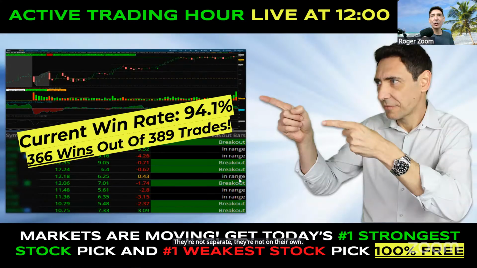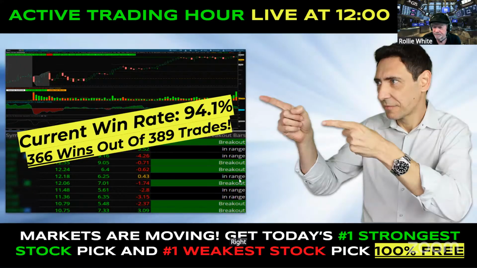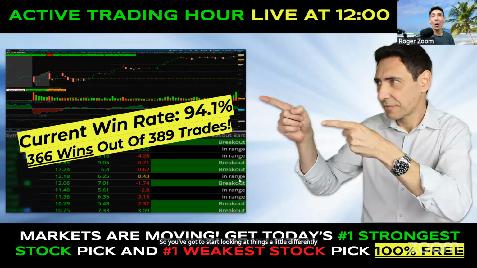A lot of folks don't seem to get this through their head. They think that Google and Microsoft are different stocks. They're halfway the same stock. You see, people just don't, from a trading perspective, not from a fundamental perspective. So you've got to start looking at things a little differently if you are a trader. Okay, a trader. And last time I checked, that's all we do here.